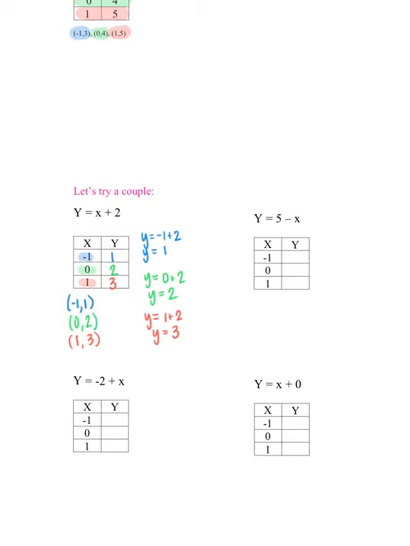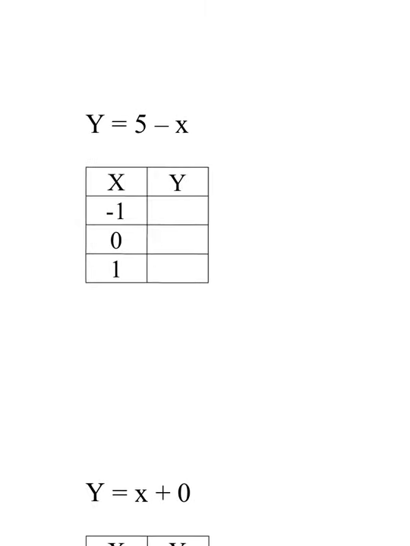Okay, let's try another one, because this one might be a little bit trickier. So we're going to look at -1, and let's keep it the same here. So we have y equals 5 minus x. Y equals 5 minus -1. Y equals 6. And I'm going to rewrite it every time.